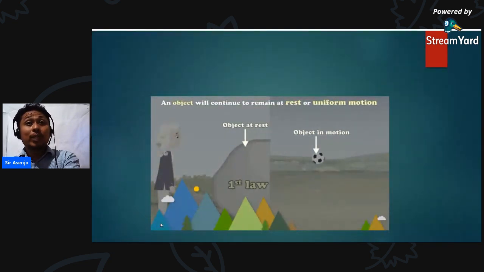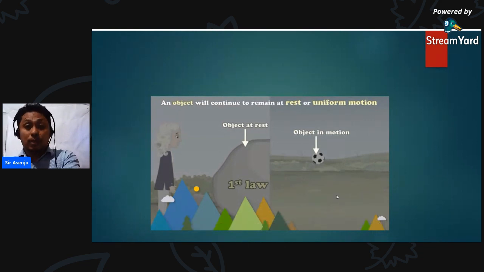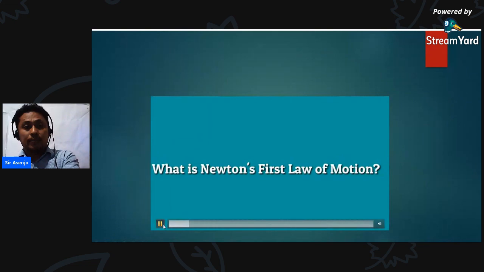Do you agree that it will continue to move forever? Well, maybe you agree. But in our daily experience, it does not happen that way. It will not move forever. Why? Because there are external forces, which are unbalanced, that will make this moving ball stop at some time.